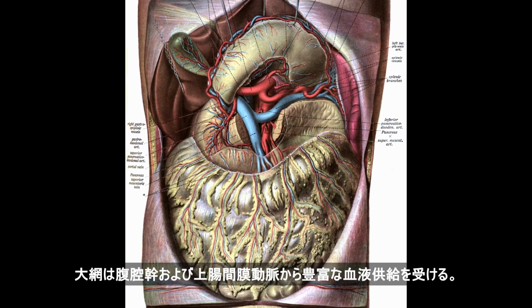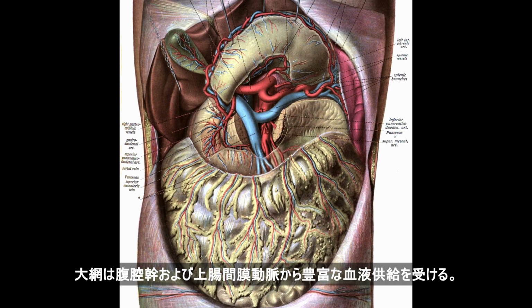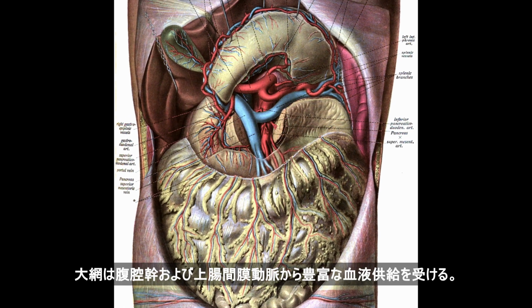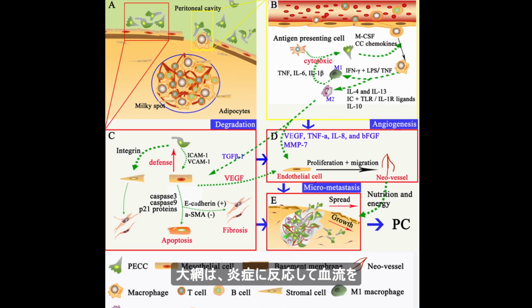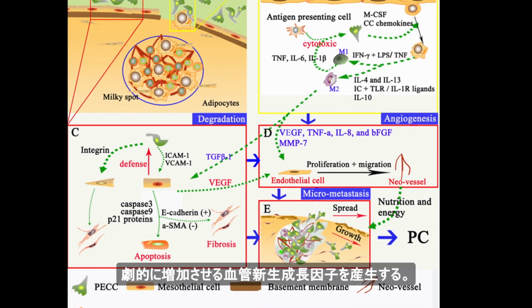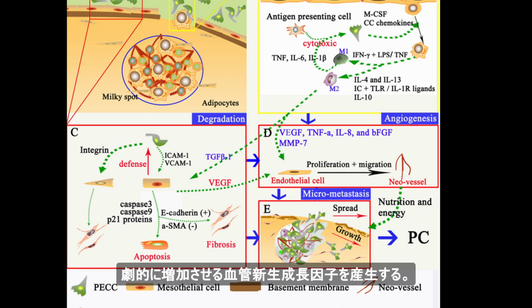The greater omentum receives a rich blood supply from the celiac trunk and the superior mesenteric artery. The greater omentum produces angiogenic growth factors that dramatically increase blood flow in response to inflammation.